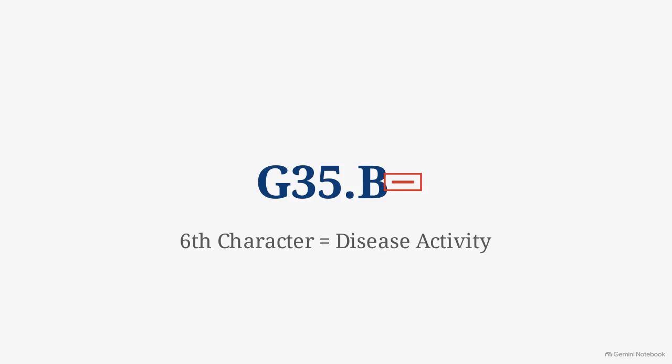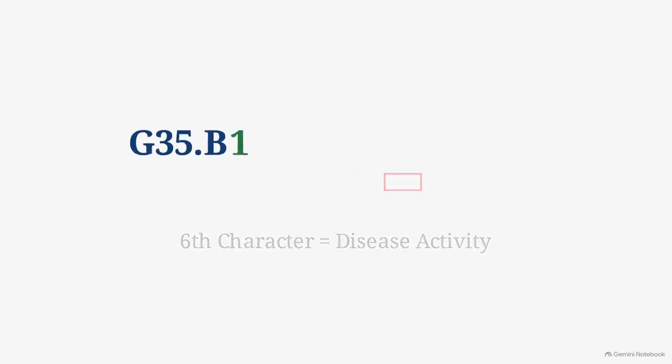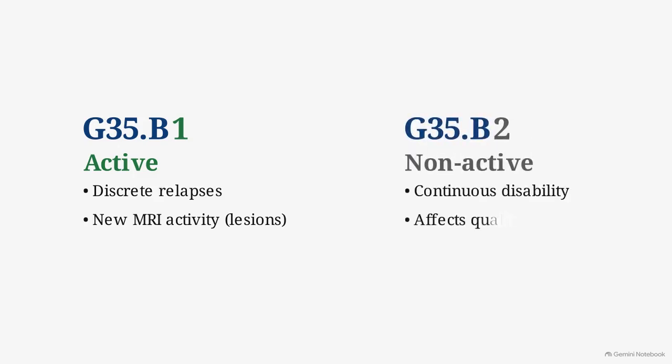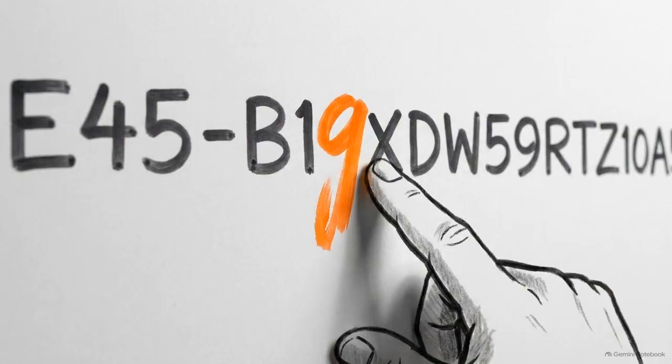The active modifier, G35.B1, is used when documentation identifies discrete relapses or new MRI activity over time. The non-active modifier, G35.B2, indicates continuous disability that interferes with quality of life, even without the presence of new lesions. This 6th character identifies the patient's current rate of neurological degradation.